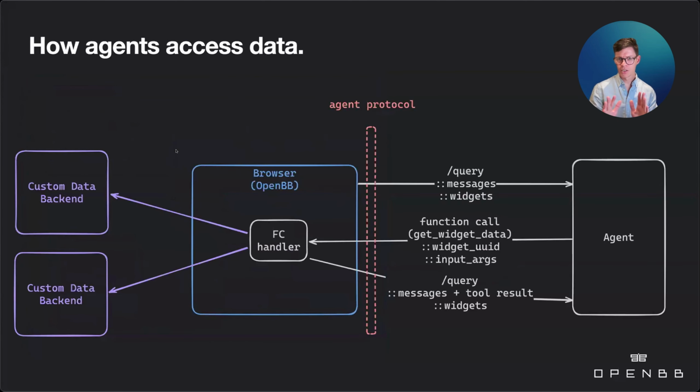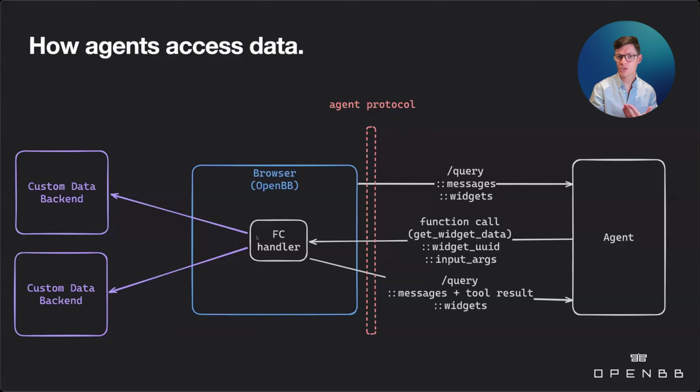So the way that works is a little bit special, and it's why I'm going to spend a little bit of time explaining how this works. Basically, if you're in OpenBB Workspace and you submit a message, let's say, to your agent, it interacts with the browser using this agent protocol. So what will happen, for example, if we want to fetch data from these widgets that live in the browser, you will submit a message. This will then send a list of messages and the widget descriptions to your custom agent.